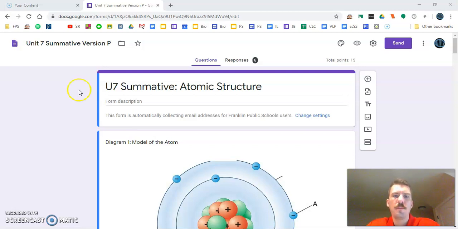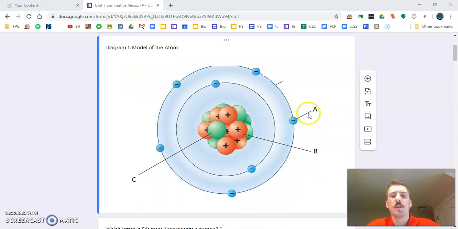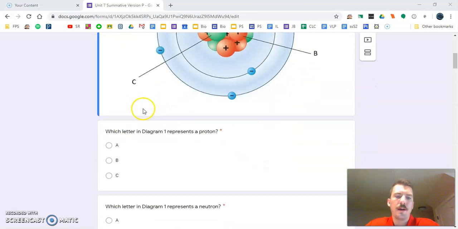So here we go, feedback, Unit 7 summative, atomic structure. So we start with a diagram model of the atom, and our first questions all pertain to diagram number 1. So on this version, you can find A, B, and C, pointing to these different structures within the atom.